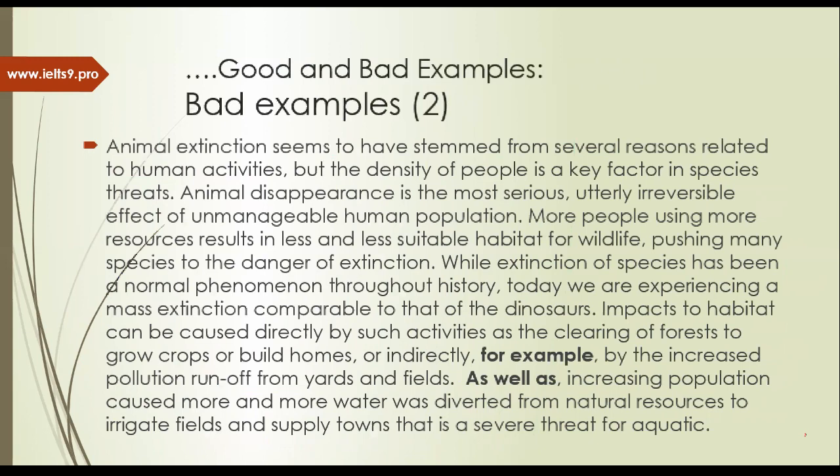So let's take a look at another bad example now. Oh dear. This is a paragraph. It's an essay. Dear. Animal extinction seems to have stemmed from several reasons related to human activities, but the density of people is a key factor. Animal disappearance is the most serious, utterly irreversible effect. More people, oh dear, I'm not even going to waste my time.